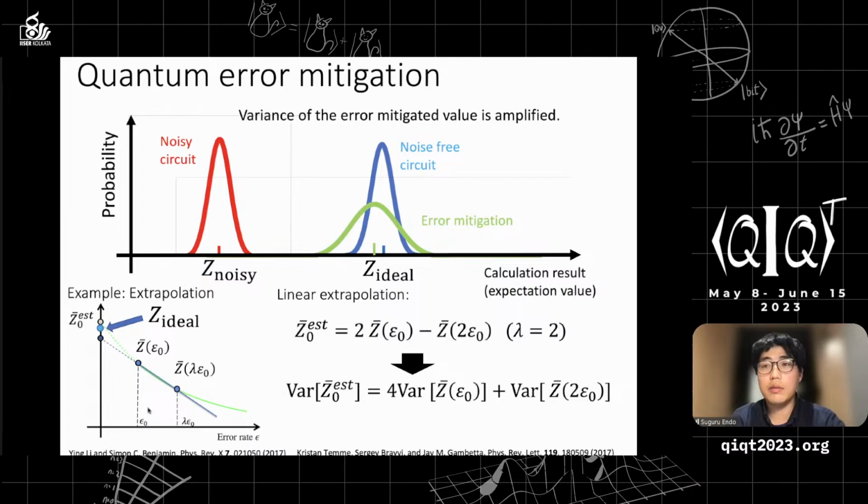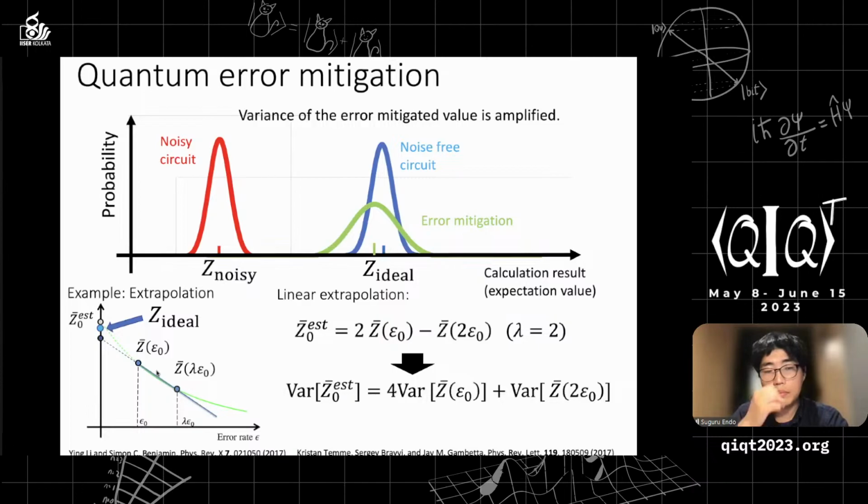And the horizontal axis is the error rate. And the vertical axis is the expectation value, the result we want to have. And in the presence of noise, the result is different from the ideal one. And we'd like to suppress the effect of noise.